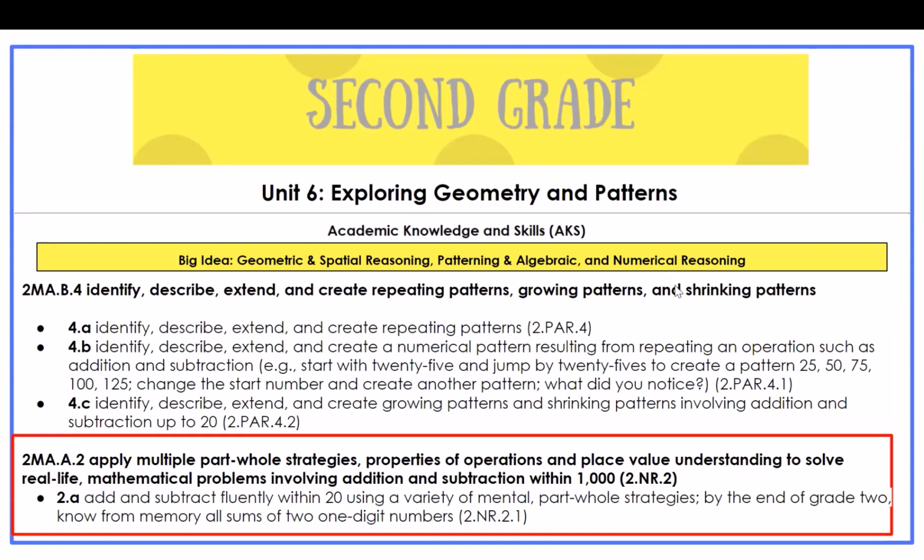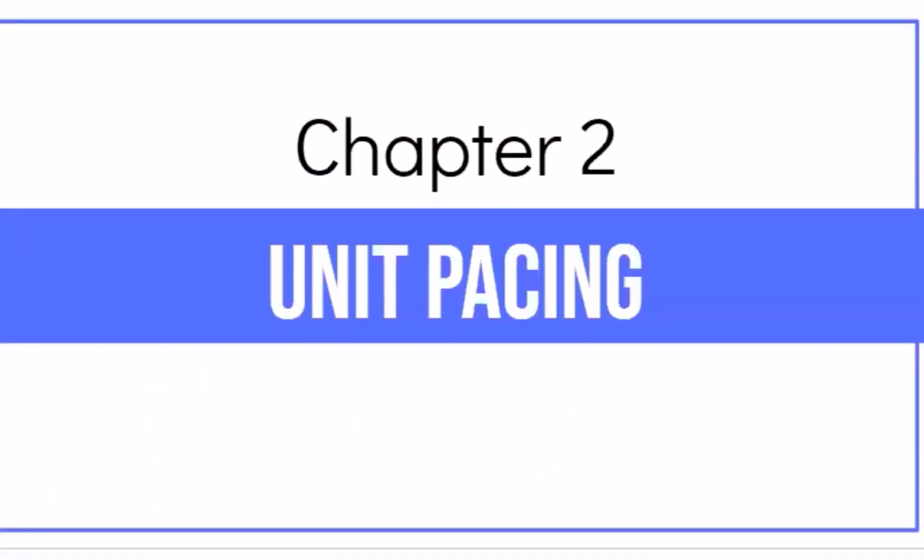Lastly, I want you to remember that IOA 2A is an ongoing fluency standard and will be found in every unit. Although not explicitly stated, we have included some resources to help support adding and subtracting within 20 using a variety of strategies. Welcome to Chapter 2, Unit 6.